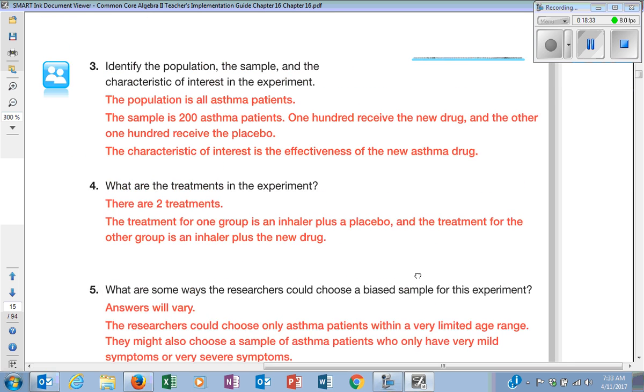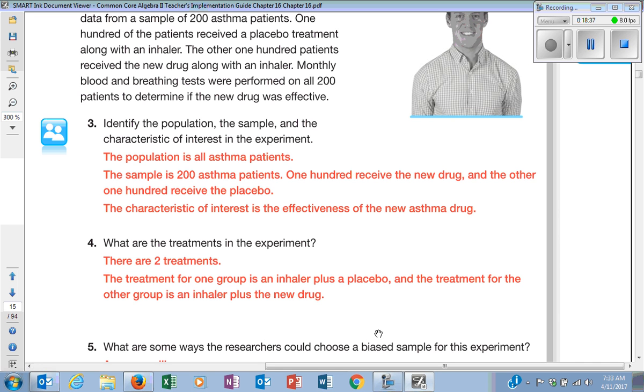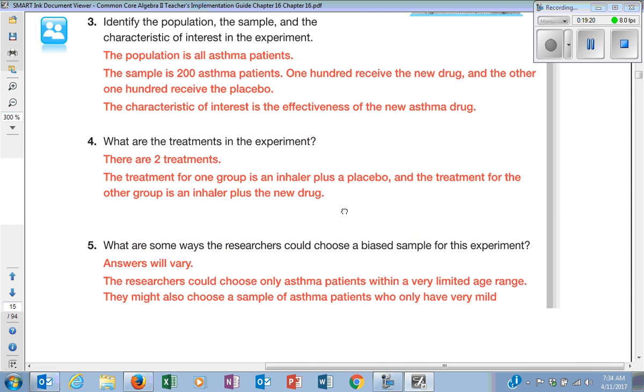All right, what are some ways the researchers could choose a biased sample for this experiment? How could they make this drug look better than it really is? Pick people that don't have asthma? But they're picking 200 people. They're not allowed to lie. We're talking about how they pick their patients. How could that affect the outcome? They'll have to pick asthma patients, but you guys are on the right track.